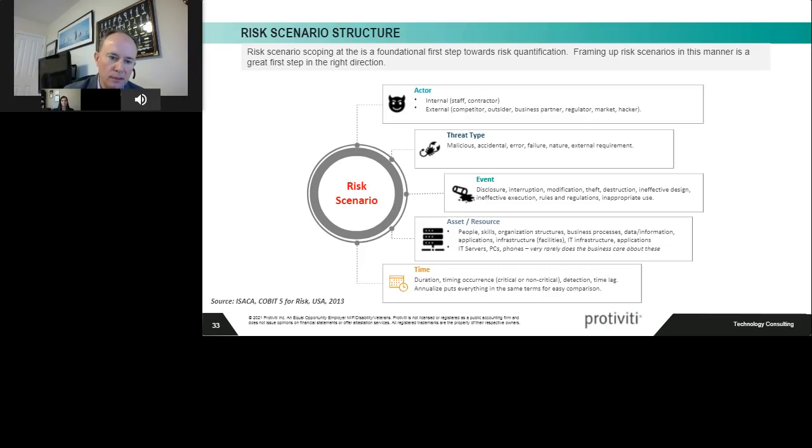And one of the other things we see a lot with FAIR, and we don't see this traditionally, is assets are people, their skills, their organization structures. More importantly, their business processes. They're the underlying data. They are the applications. And very, very last, and I almost deleted this off of the slide, the infrastructure. Infrastructure being the servers, the PCs, the phones.